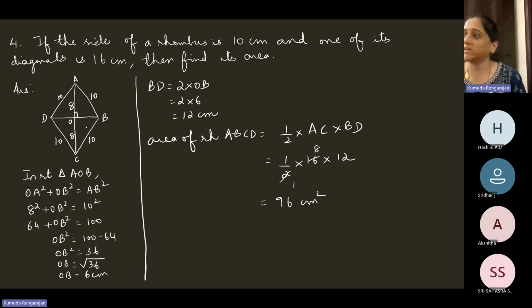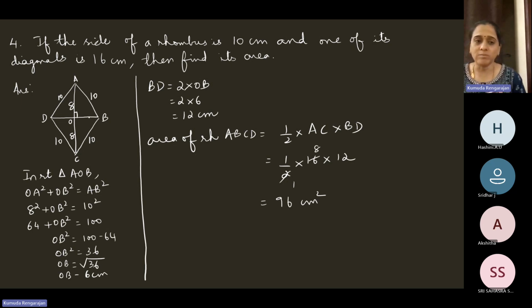So let us draw the diagram. The side given is 10 everywhere. So I called it ABCD. I've called this rhombus ABCD. You can call it PQRS, MNOP, whatever. ABCD, and where the diagonals meet, AC and BD, I've called it point O.